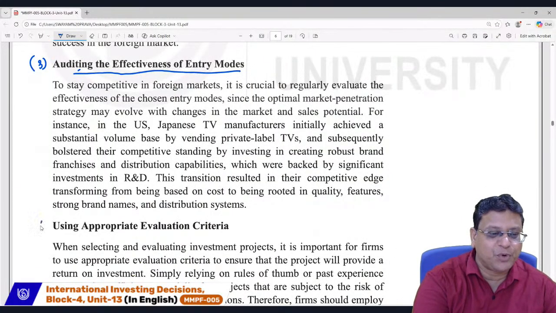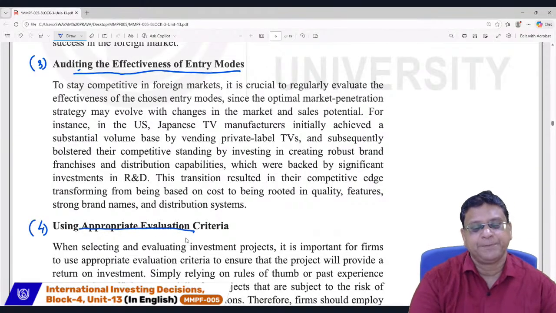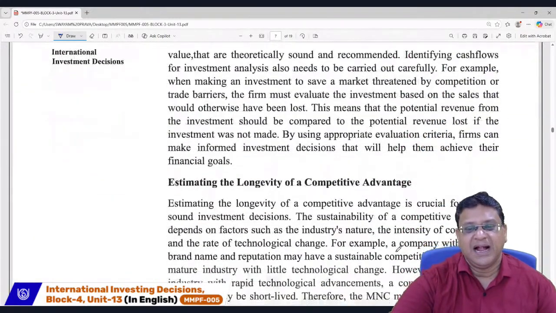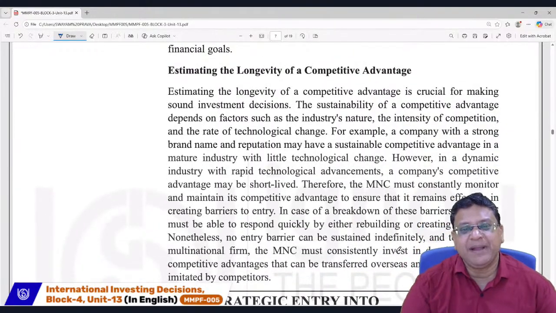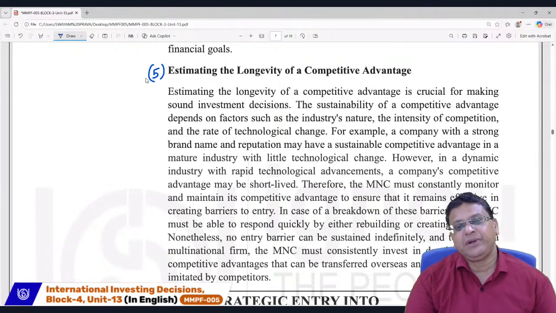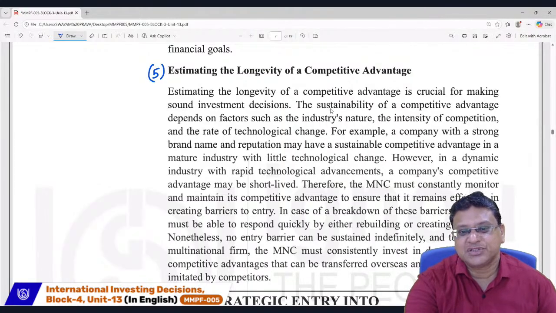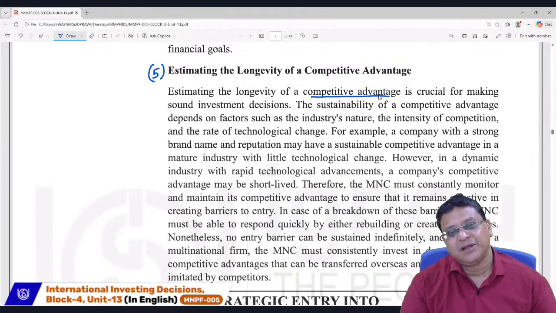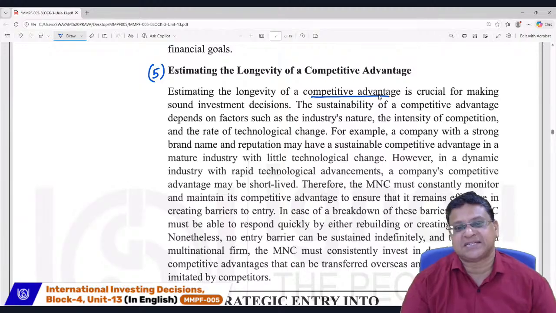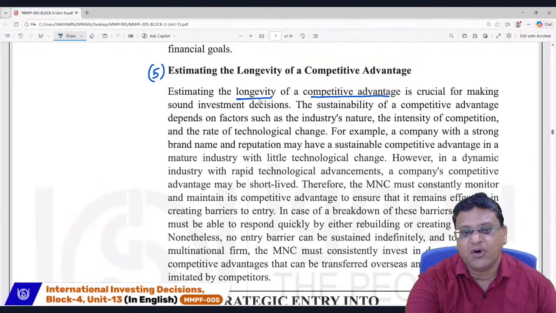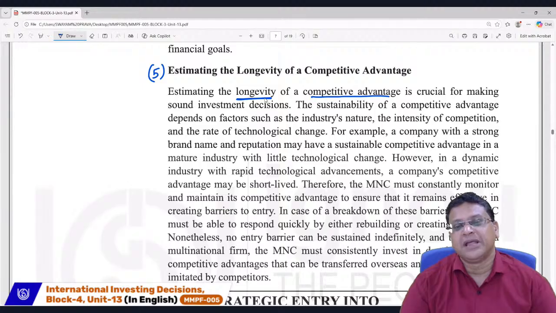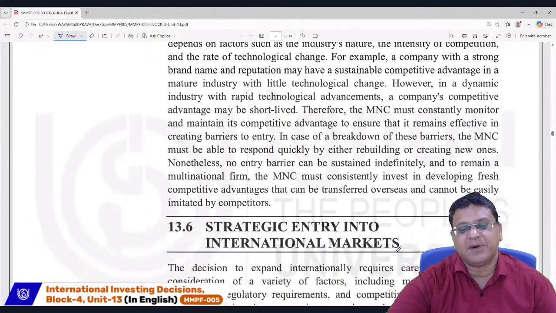Then you have to use appropriate evaluation criteria. What will be my evaluation criteria of international projects? And the next and last step, you have to estimate the longevity of competitive advantage. You know that when you enter into an international market, you get some sort of competitive advantage. But you have to estimate how long this advantage will last. That is known as longevity of competitive advantage. These are the 5 steps of strategy you have to develop before entering into a foreign market.